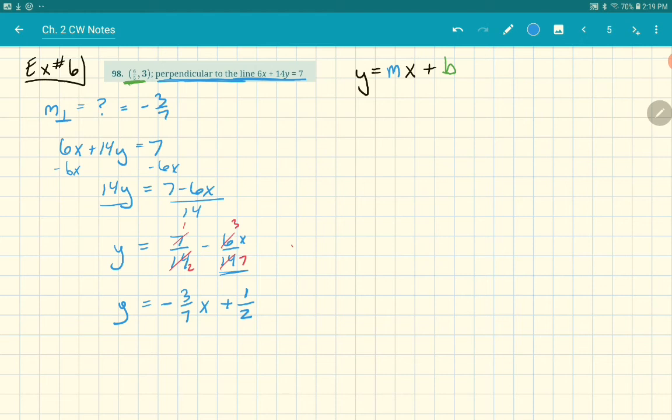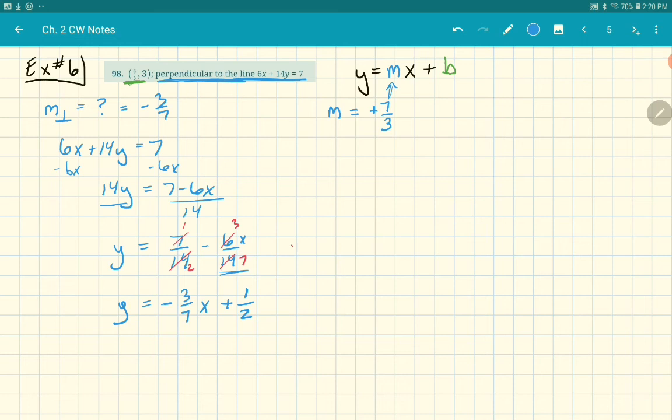That's not the slope I'm interested in. The slope I'm interested in is the line that's perpendicular to that. So my slope is the opposite reciprocal. Opposite means since it was negative, I'm going to take the positive, and 3/7 becomes 7/3. All right, so that's my slope. I'm going to plug that 7/3 in for m.